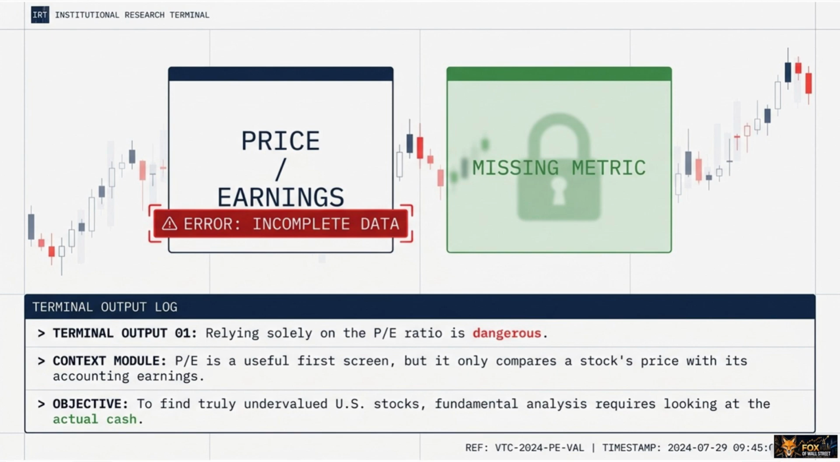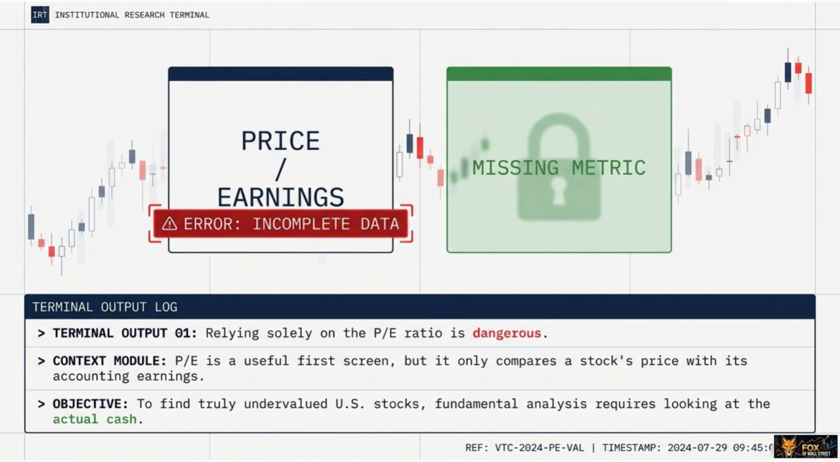Think the PE ratio tells you whether a stock is cheap? It might be missing one of the absolute most important pieces of the valuation puzzle: free cash flow. Relying solely on the PE ratio is honestly pretty dangerous. I mean, it's a useful first screen, sure, but it only compares a stock's price with its accounting earnings. If you're serious about fundamental analysis and finding truly undervalued U.S. stocks, you need to look at the actual cash.